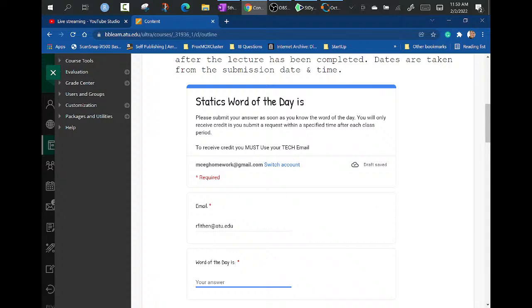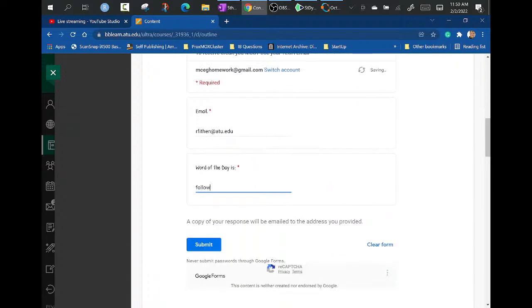Okay, today's word is follow. There you go. There it is.